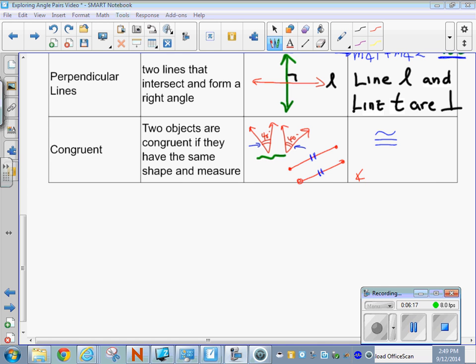All right, this goes without saying: a segment cannot be congruent to an angle. Why? Because by definition, they're not the same shape.